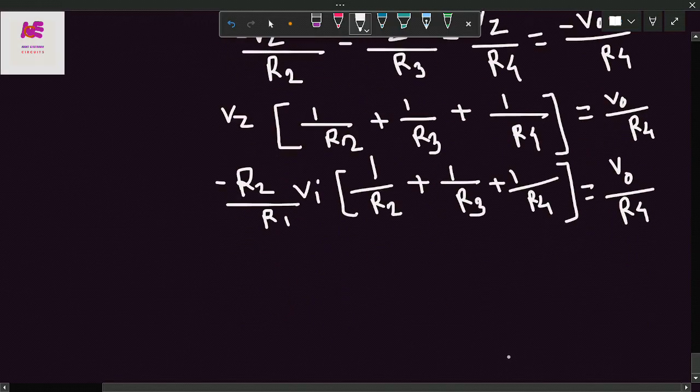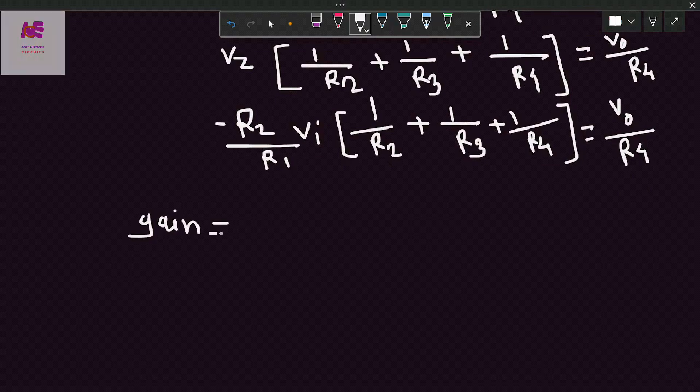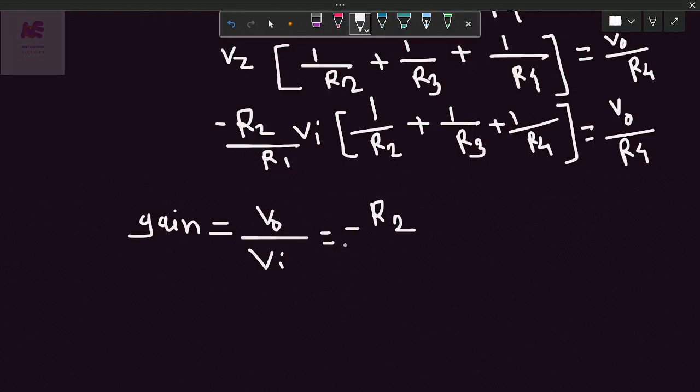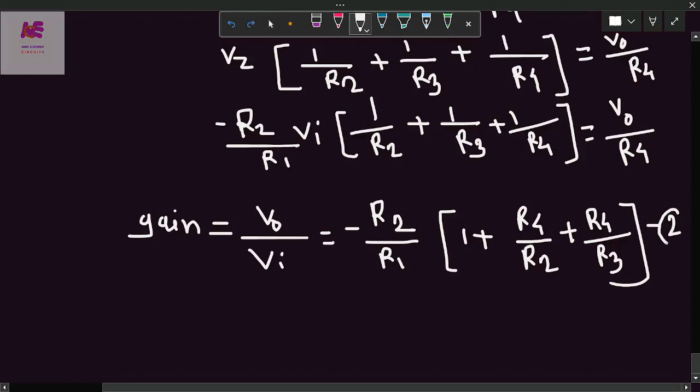After solving this equation, what we are getting is the gain, which means gain is equal to V naught by Vi, which is equal to minus R2 upon R1, in bracket, into 1 plus R4 by R2 plus R4 by R3. Say this is equation 2.